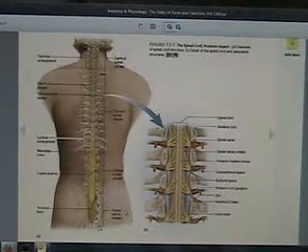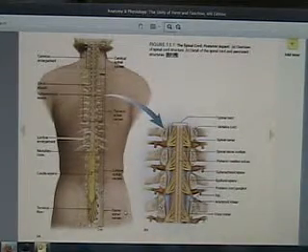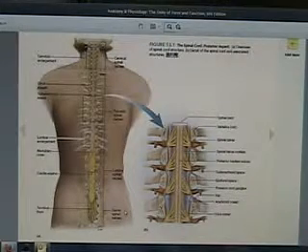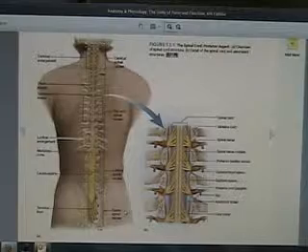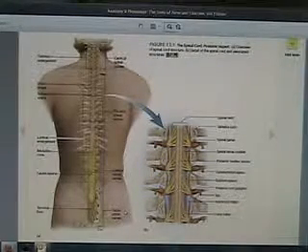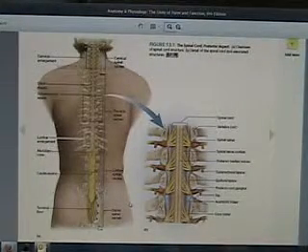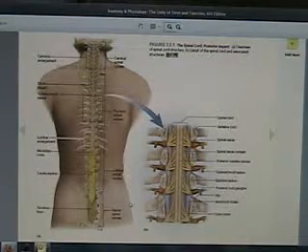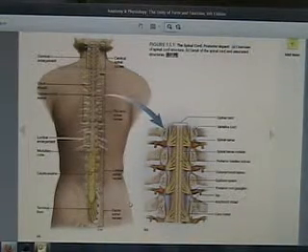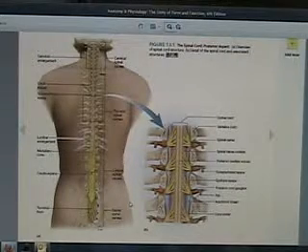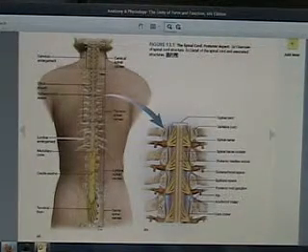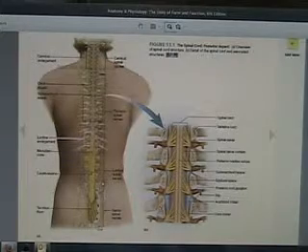How many cervical? 8. How many thoracic? 12. How many lumbar? 5. How many sacral? 5. And how many coccygeal? 1. So, to recap, 8 pairs of cervical, 12 pairs of thoracic, 5 pairs of lumbar, 5 sacral, and only 1 single coccygeal, and a partridge in a pear tree.